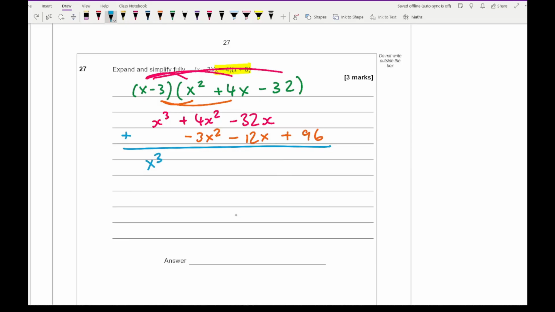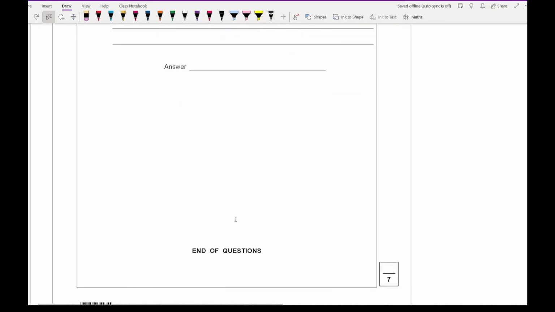So I get x cubed plus x squared minus 44x plus 96, and there is my final answer for that one. And there we are, done.